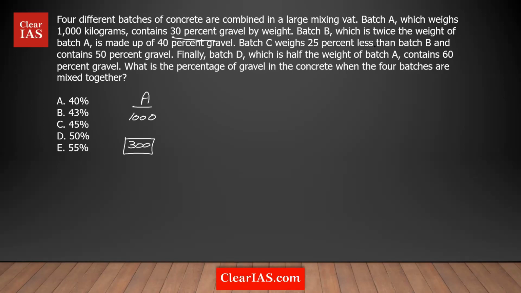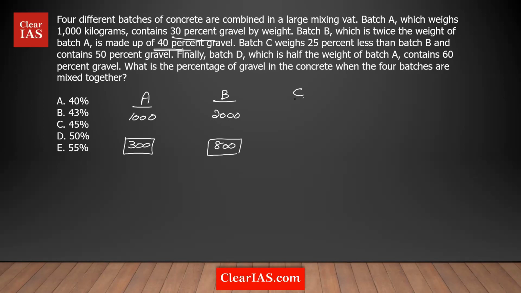Okay, next is batch B. Batch B is twice the weight of batch A, so it's going to be 2000 and have 40% of gravel by weight. 40% of 2000: 10% is 200, so 40% means into 4, that is 800.